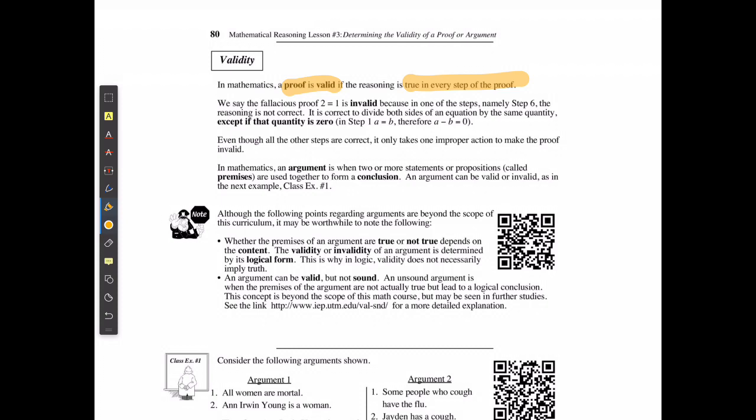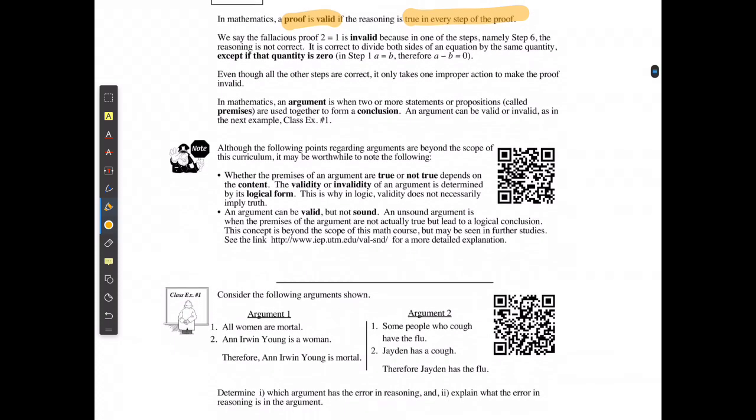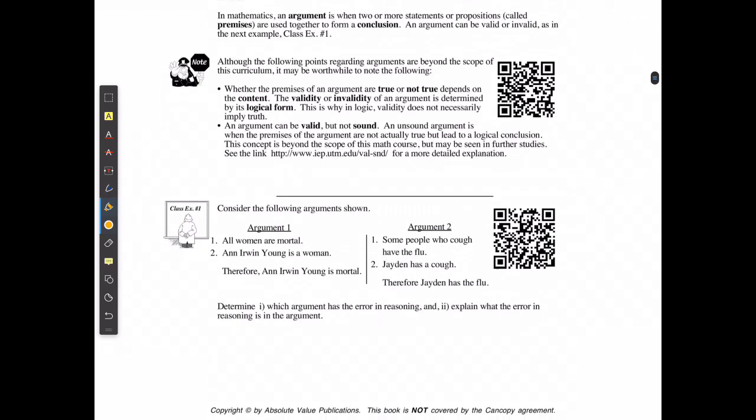In math, an argument is when two or more statements or propositions called premises are used together to form a conclusion. An argument can be valid or invalid, as in the case of number 1. Although the following points regarding arguments are beyond the scope of this curriculum, it may be worthwhile to note the following. Whether the premises of an argument are true or not true depends on the content. The validity or invalidity of an argument is determined by its logical form. This is why, in logic, validity does not necessarily imply truth.